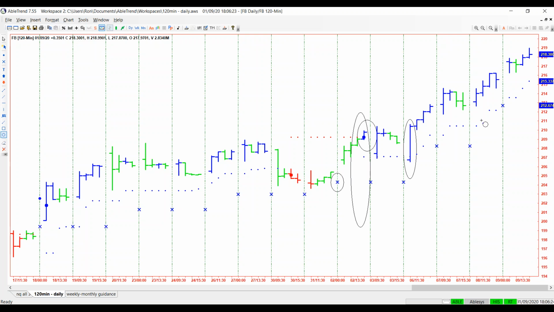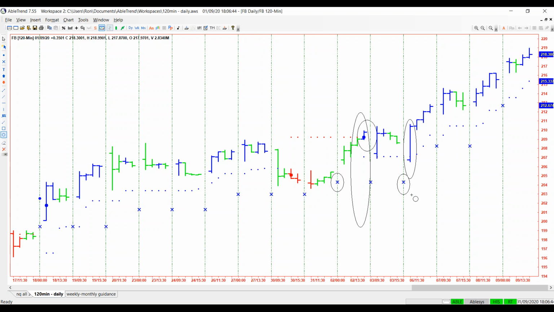Anybody say trading options or swing trading Facebook five trading days ago? Nice, which was on January 2nd, a week ago. Buy signal at 210, 218 today, still in it, looking good.